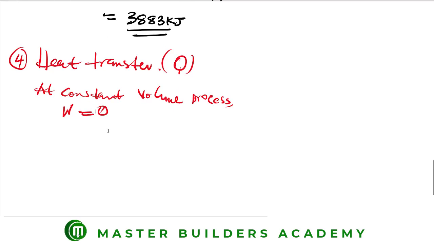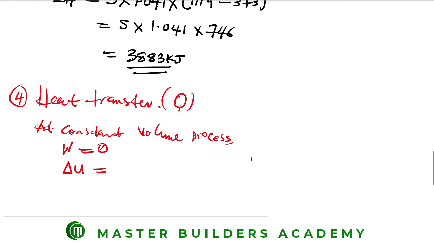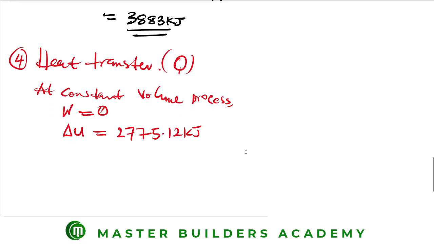And then from Roman figure 2, we have already calculated the change in internal energy. What do we have this to be earlier? If you check up here, that's the value we have here, which is 2775 whatever. So let's assume this is not known, for instance, but let's just put a value there. This is 2775.12 kilojoule.